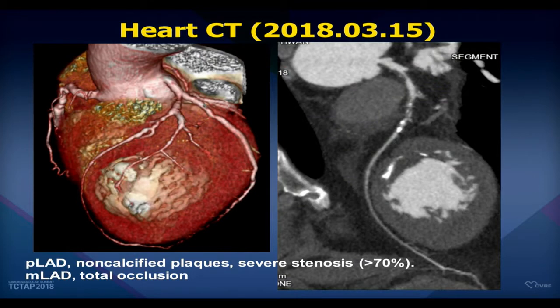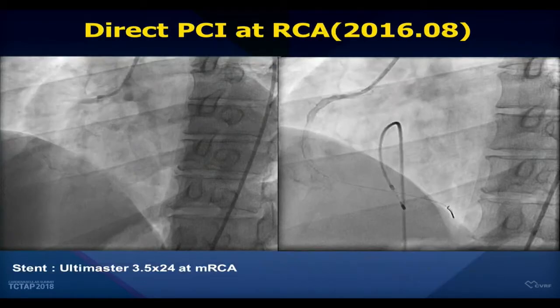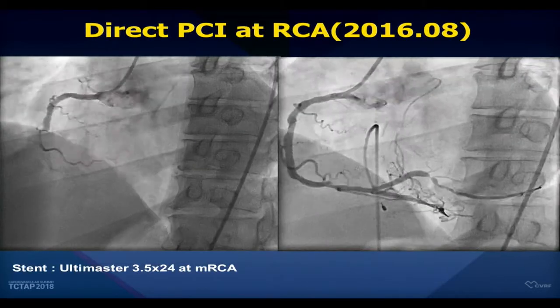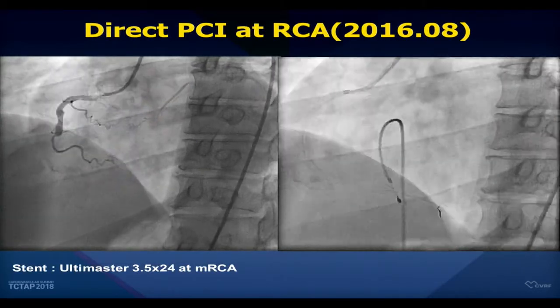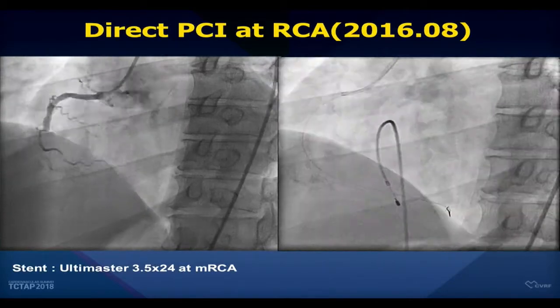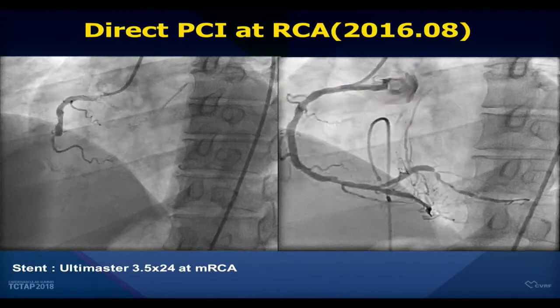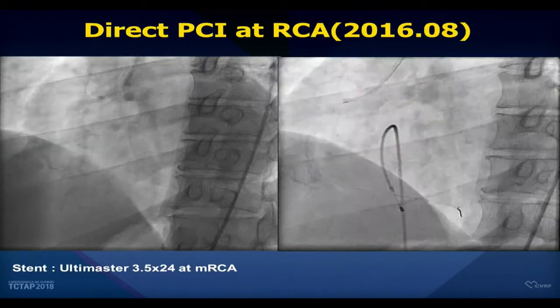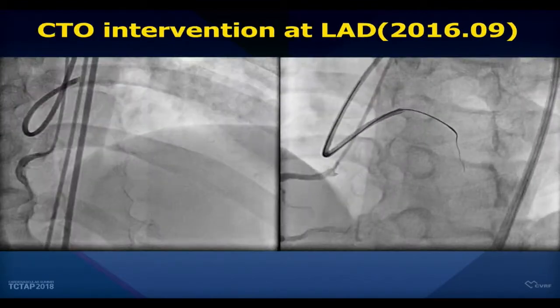So we took a CT 1 month ago. There is a total occlusion lesion from the mid LAD, and also a tight stenosis at the proximal LAD. Next. This was taken 2 years ago, when he had a STEMI. We successfully implanted a mid ICA stent, and there is collateral to the LAD.